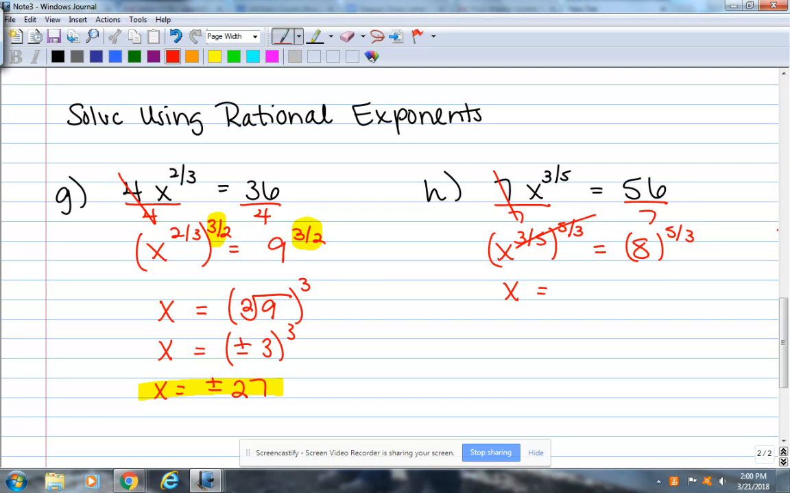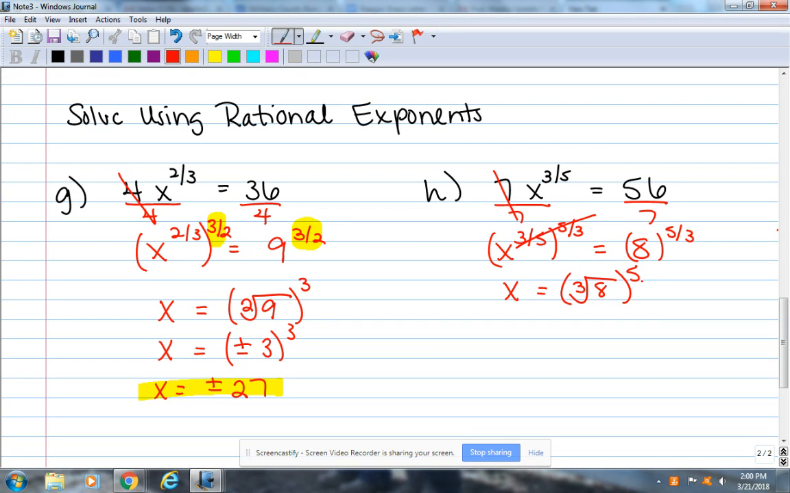Now how do I make this look like a radical? It's the cube root. It's whatever this number is, root. So it's a cube root of what number? 8. And then I raise everything to the 5th. That's it. They call this the index. So whatever root you're taking, that's the index.